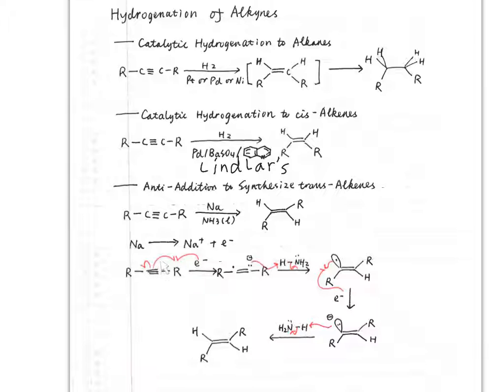Notice here I'm using the fishhook arrow describing single electron transfer. You're generating this radical anion reaction intermediate. This radical anion reaction intermediate could quickly react with the ammonia through a Bronsted-Lowry acid-base reaction, generating a reaction intermediate like this. This is a vinyl radical.